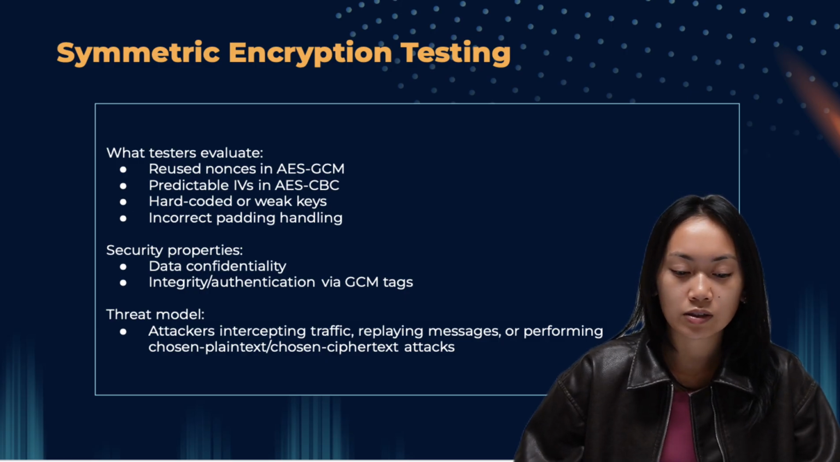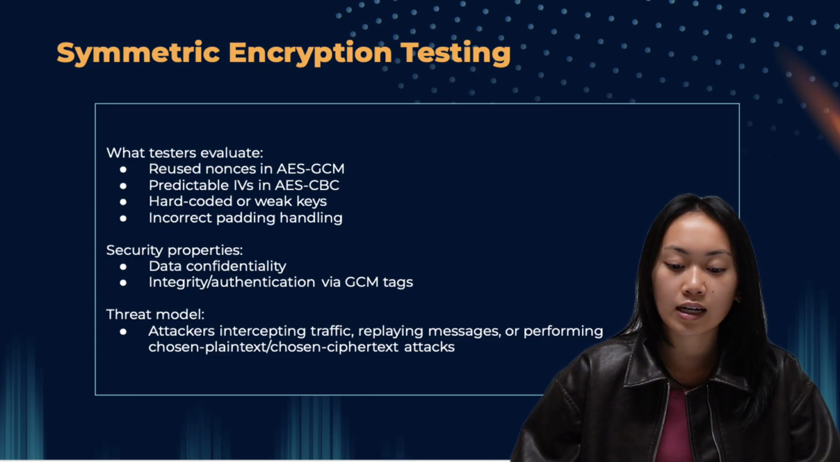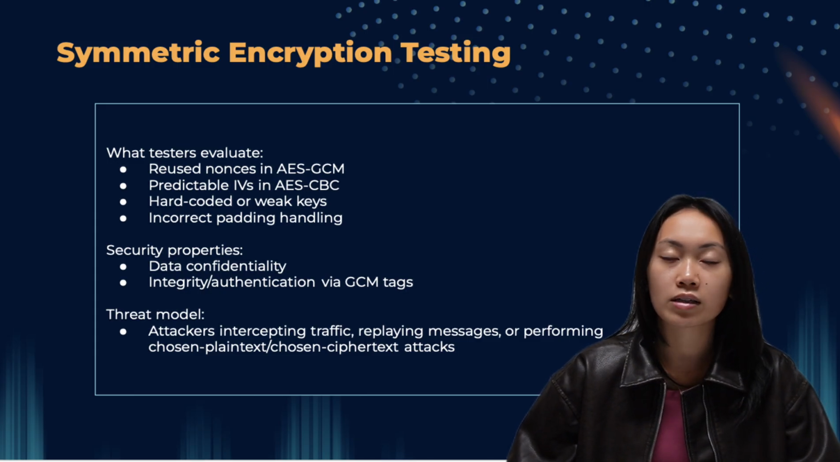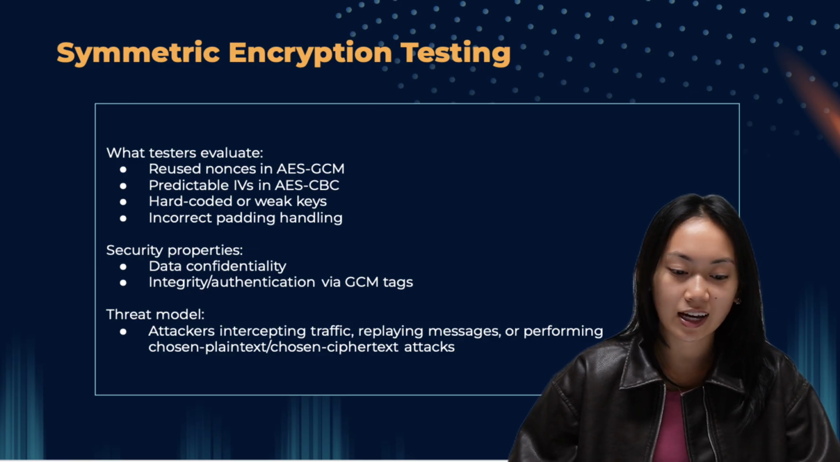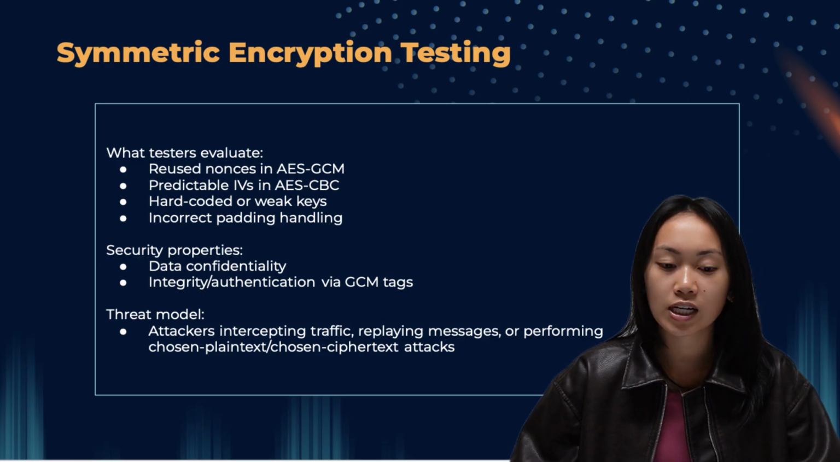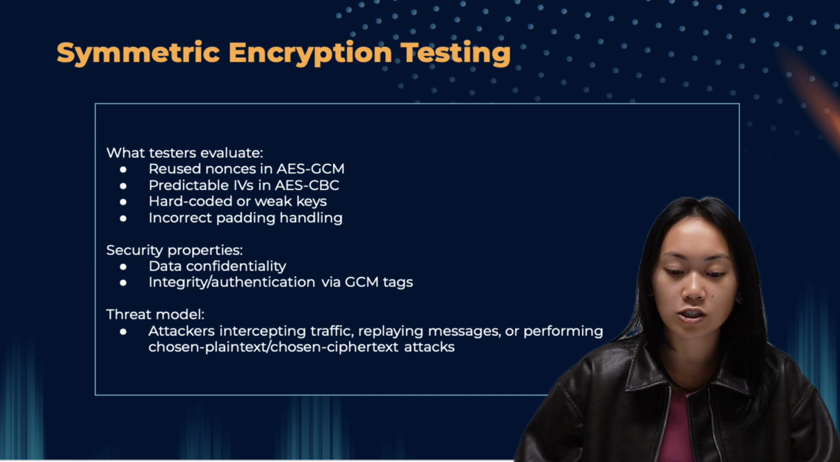Security properties include that ciphertext should not reveal information about plaintext, and it should detect tampering via authentication tags. Some assumptions are that keys are random, secret, and long enough, such as 128 bits minimum, and nonces and IVs are unique and unpredictable.